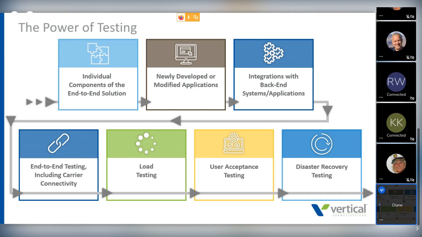What that allows is multiple finger pointing. Whose problem is it? When you have them involved in the end-to-end testing, that's going to be where you're turning up your problems. End-to-end testing, including carrier connectivity. Your customer's experience is end-to-end, so your testing has to be end-to-end. Every element, once tested on its own, now needs to be tested end-to-end to make sure everything is working.